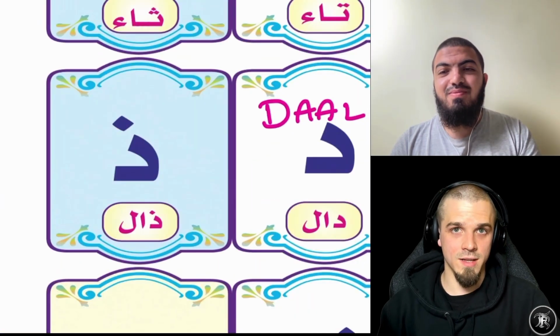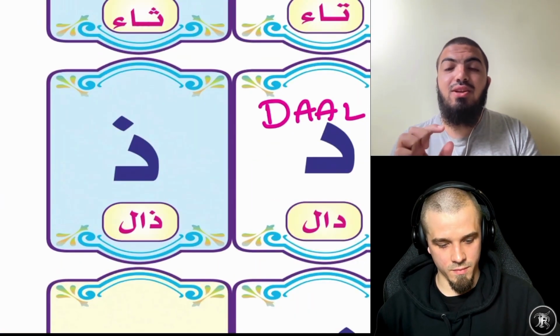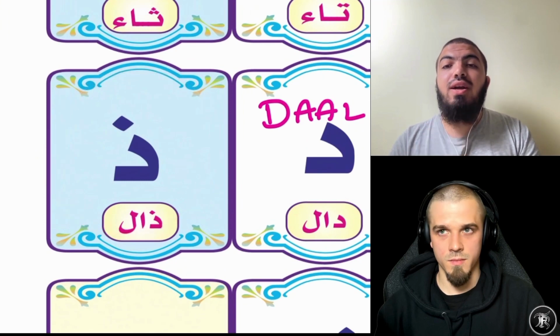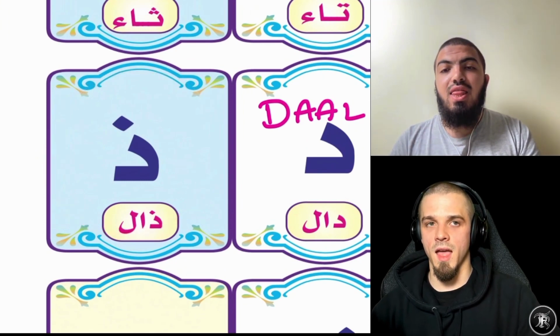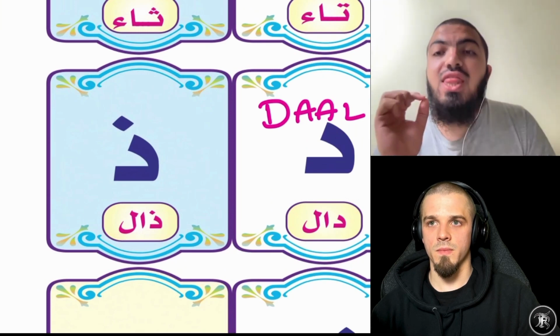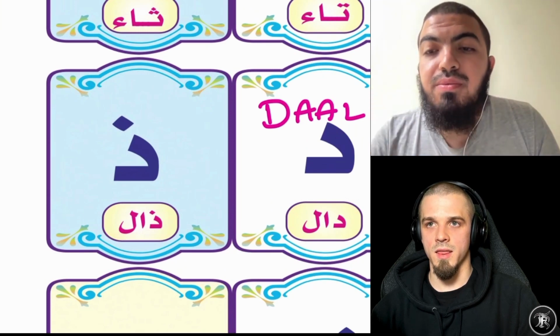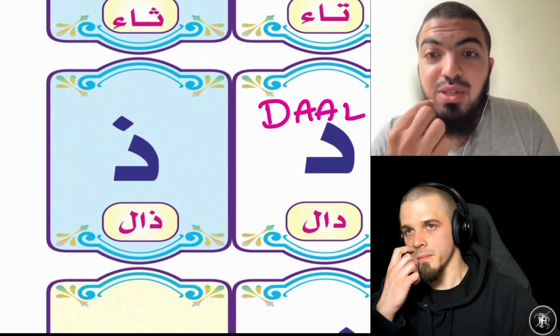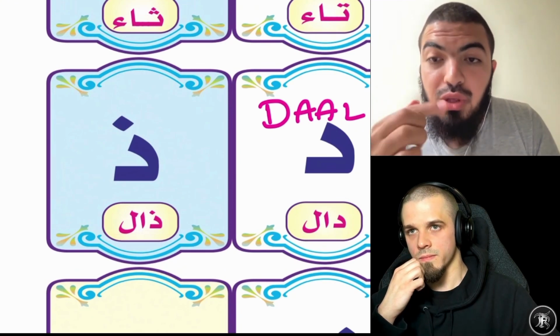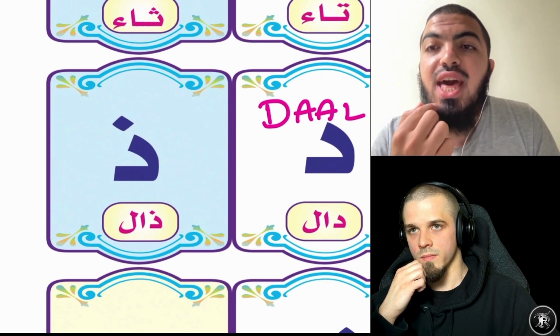Okay, shall we do the next letter? The next letter is, look at my tongue, Dhal. Yeah. Dhal. So simply my tongue is going outside to pronounce the letter and then goes inside to continue the name of the letter. Dhal.